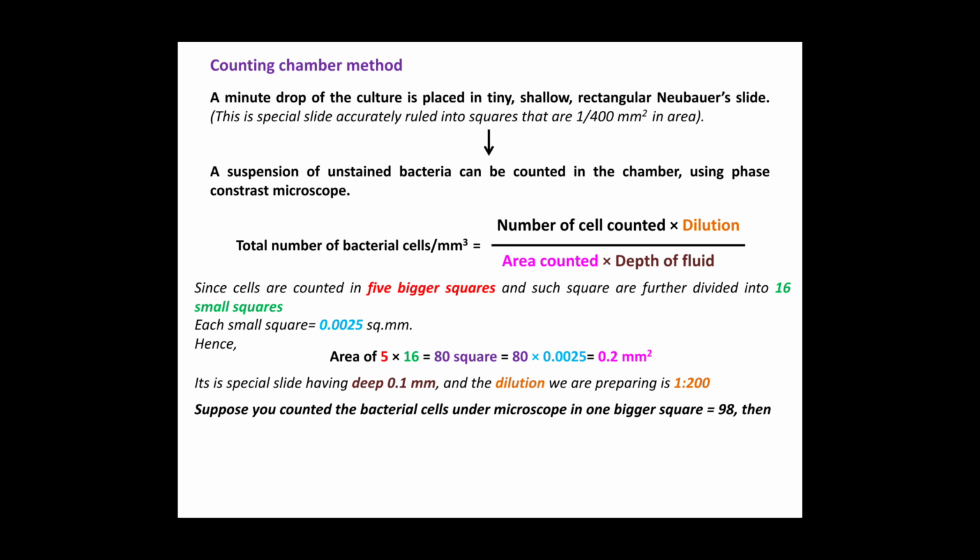Now suppose I counted the bacterial cells under the microscope in one bigger square as 98. Then the total number of bacterial cells per mm cube will be 9,80,000 cells per mm cube. So these are the calculations for the counting chamber method.